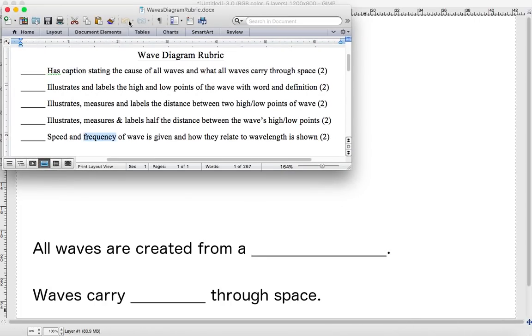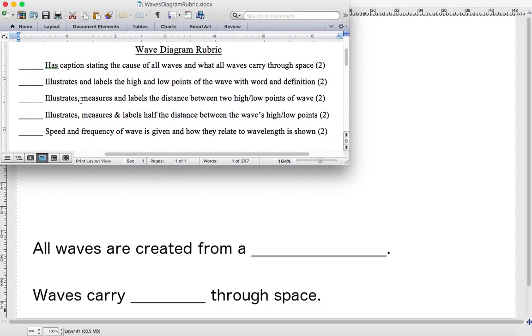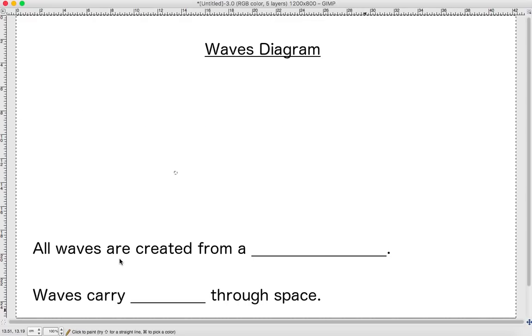So you should all have a diagram in front of you that states exactly how to earn 100% on this assignment. The first thing you're going to want to do is make sure you have a caption, which states the cause of all waves and what they carry through space.